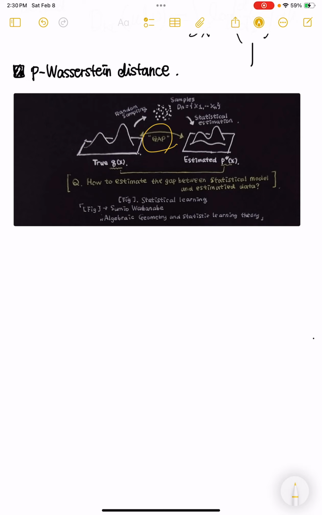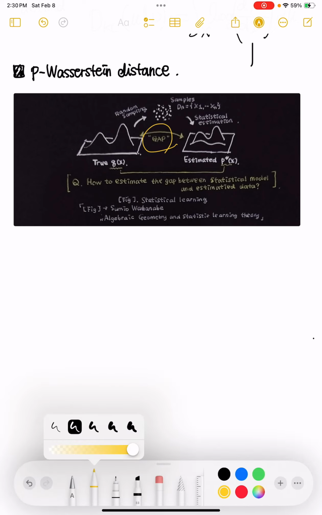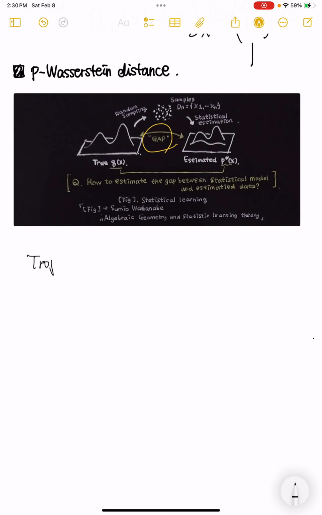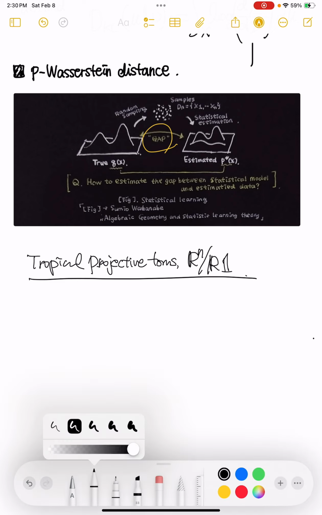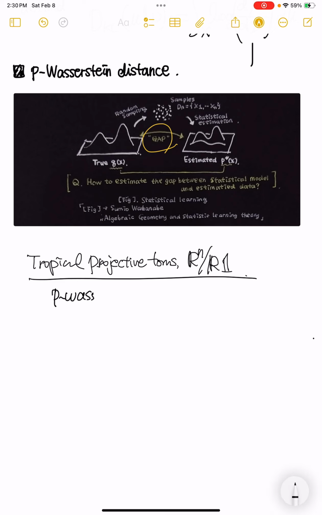But to understand this concept, if we introduce tropical geometry, in lecture 7, the tropical projective torus, the next concept, denoted by R^n modulo R1 here, we can understand the definition of the p-Wasserstein metric.